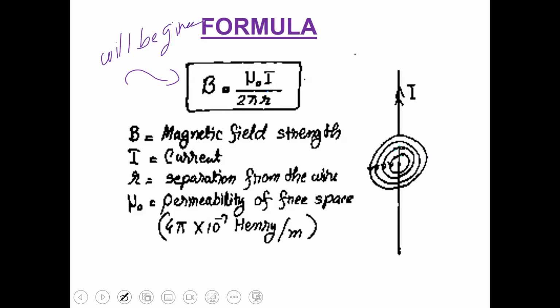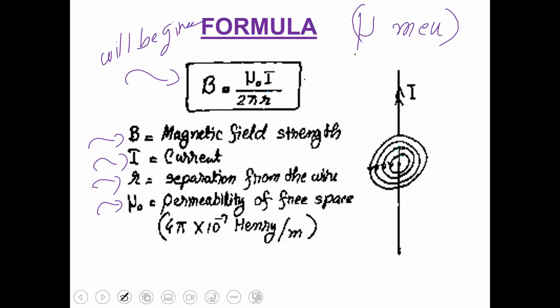Now look at the formula. Magnetic field strength is equal to mu naught, what is this symbol read as? This symbol is read as mu. Mu naught upon 2 pi r. What does the letter B stand for? Magnetic field strength. Letter I, current. Letter r. Now here comes the new letter mu naught. What does mu naught stand for?